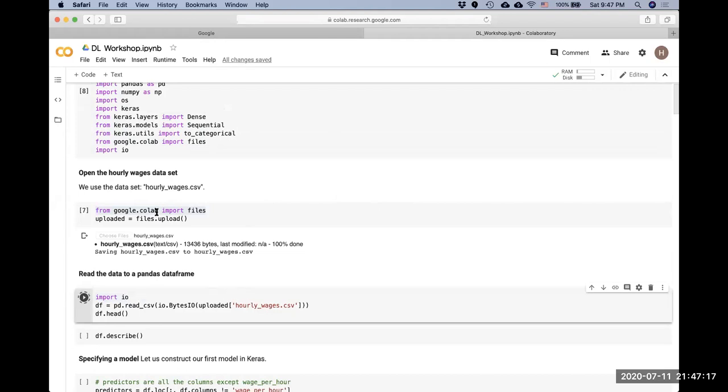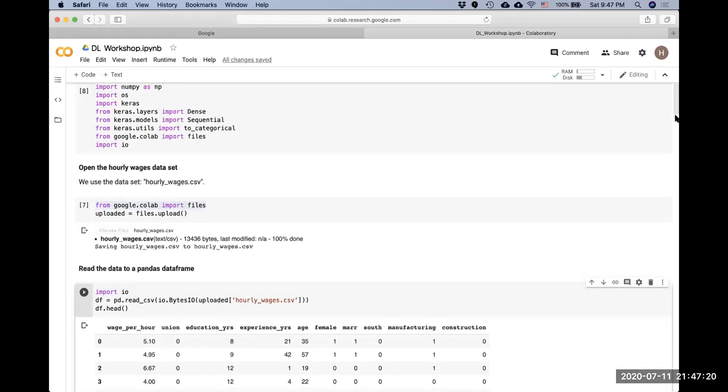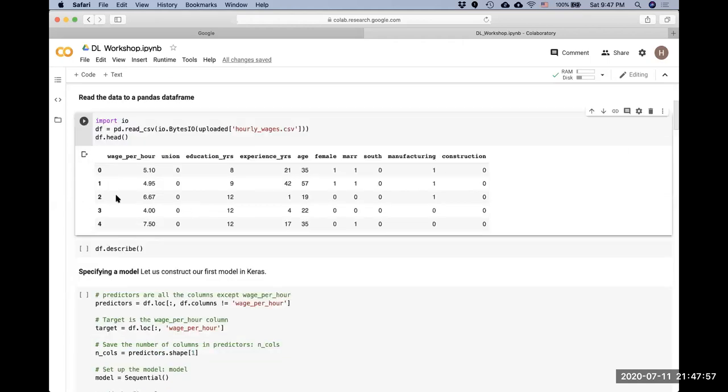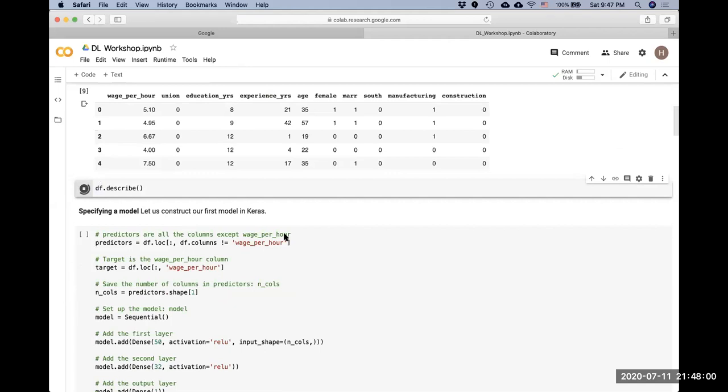So after loading the file, I just read it, because it's a bit different from when you write the code on a local machine. You need this extra package in order to read the data into Google Colab. So you need this package io, and you use this command to read the data into a pandas data frame. So my df, I take a look at the head of the data. It's something like this, okay? And then next, this is just another command to describe the pandas data frame.